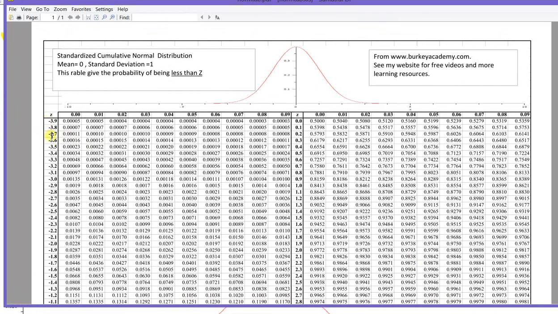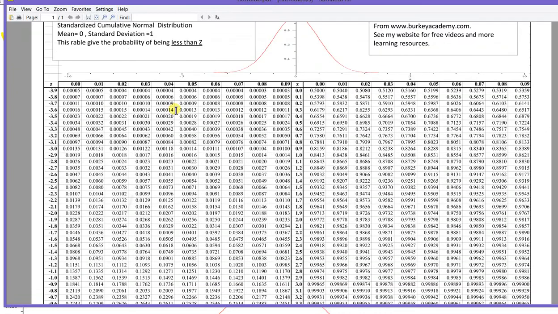Negative z-scores are on the left side, and they're listed in this column along the left. Positive z-scores are, the probabilities are given on the right side, and the positive z-scores are listed in this kind of middle column here. The first two decimal places are listed in the column, and then the second decimal place are listed in this column. The second decimal place you look up in these columns as you go to the right. 0.00, 0.01, 0.02, 0.03, 0.04.